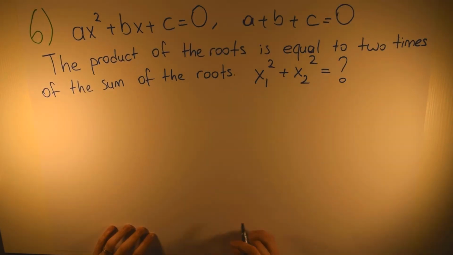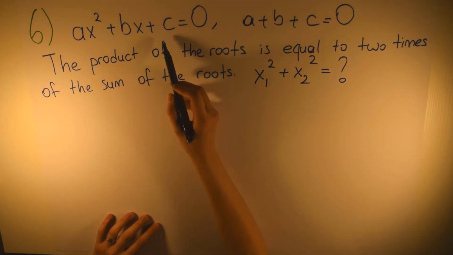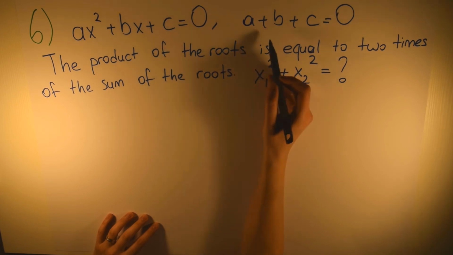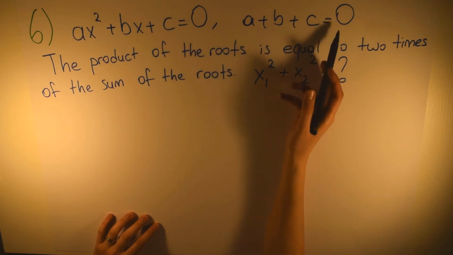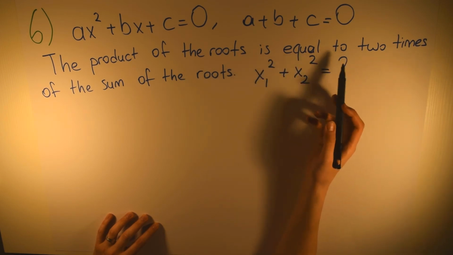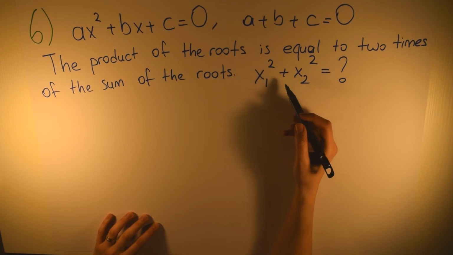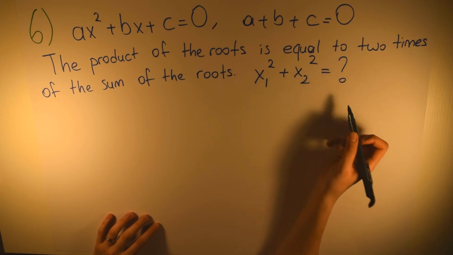So this is your answer for this question. Let's continue with our sixth question. Here we have ax squared plus bx plus c is equal to 0. a plus b plus c is equal to 0. The product of the roots is equal to 2 times the sum of the roots. So x1 squared plus x2 squared is asked.